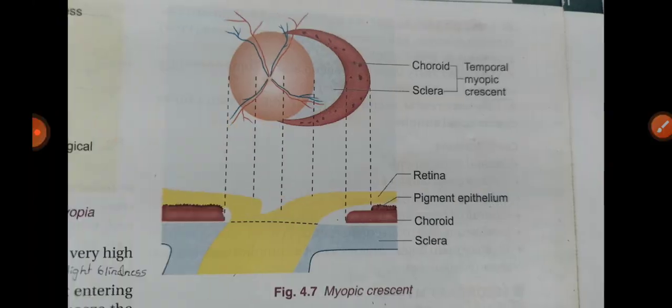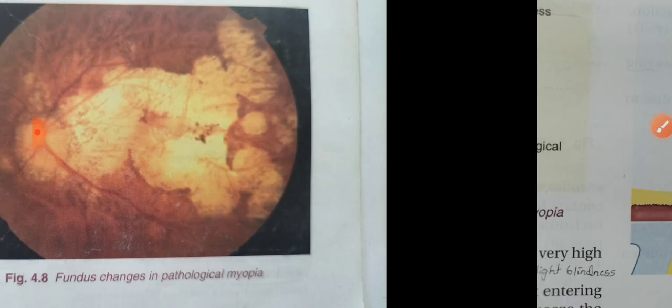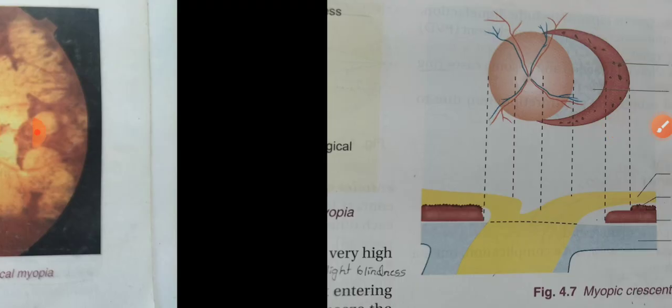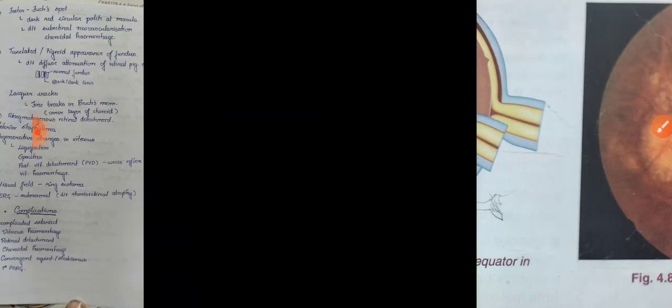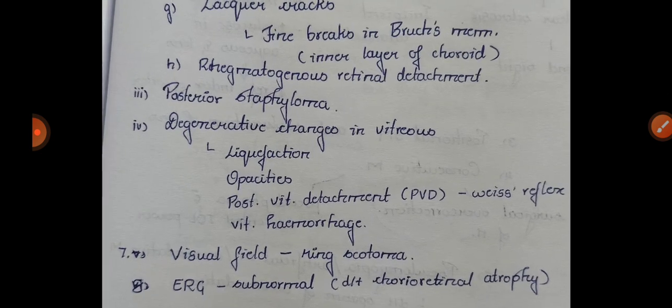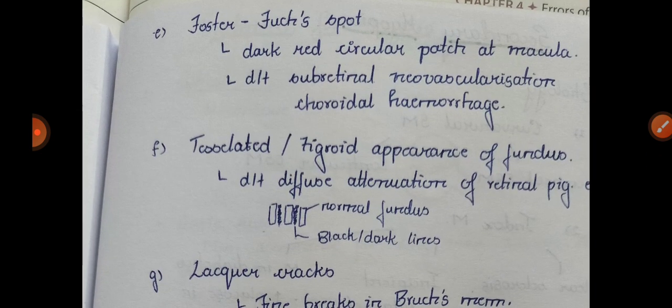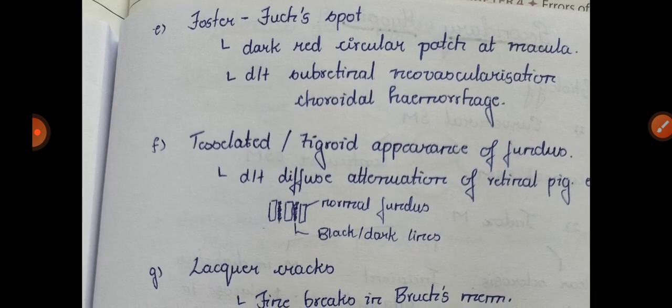Here you can see fundus changes of pathological myopia. This is a myopic crescent, and you can see a temporal myopic crescent also. Now coming to what are the other signs. You can see Foster-Fuchs spots. What are Foster-Fuchs spots which are seen in pathological myopia? Dark red circular patch at macula due to subretinal neovascularization and choroidal hemorrhage.